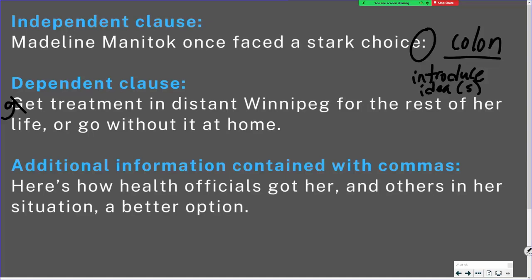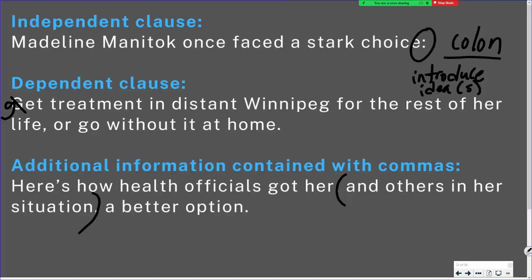You could start a new sentence. You could say Madeline Manitok once faced a stark choice, but then you'd have to preface that with something like, she had to get treatment in distant Winnipeg. But in this case, it's a semicolon, and then you introduce the idea. At the bottom here, we have additional information contained with commas. Here's how health officials got her and others in her situation a better option, right? So we use the commas to separate the information. We could have done it like this. We could have used brackets to separate the information.